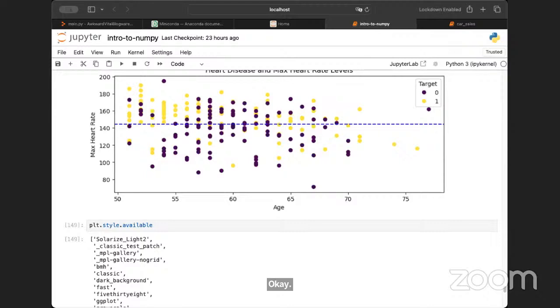Okay. What does a data scientist do? A data scientist, actually, there are two types of data scientists. One, a data scientist who uses an existing model, an existing machine learning model.